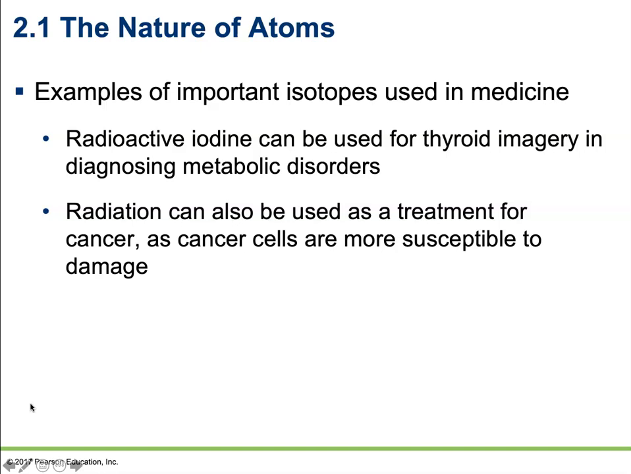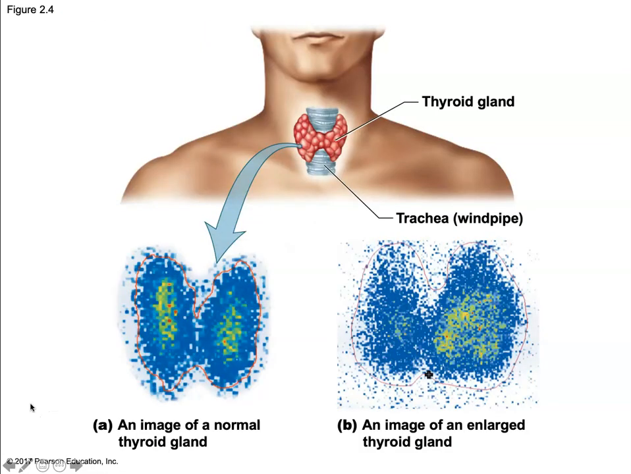So yes, there's actually a lot of uses for radiation, or these radioactive isotopes, in everyday use. Here's just an example of how we can use radioactive iodine to generate images of a thyroid gland for diagnosing metabolic disorders. Here we have an image of a normal thyroid gland, but in the case of an enlarged thyroid gland, we can see that it's much more spread out.